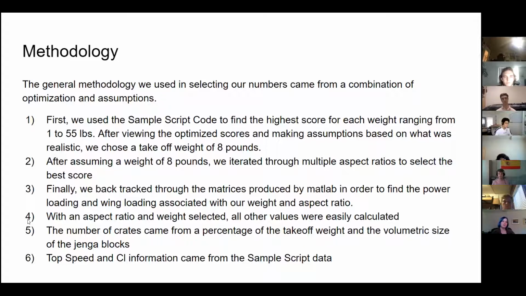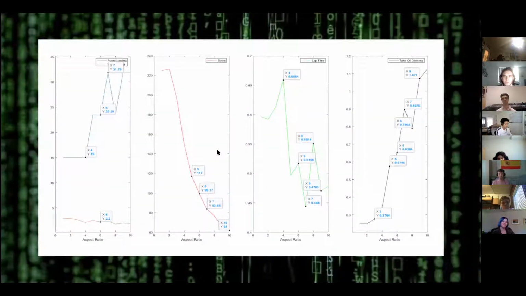The number of crates came from a percentage of the takeoff weight and the volumetric size of the Jenga blocks. And then things such as top speed, turn, load factor, coefficient of lift all came from general equations and functions in the sample script, as well as equations that were provided. This graph here is our aspect ratio versus score, power loading, wing loading, lap time, and takeoff distance. We use these graphs to best determine our aspect ratio, and we determined that an aspect ratio of 6 gave us the most reasonable power loading and wing loading while still giving us the highest score possible. And so we ended up using this analysis to determine that 6 should be our aspect ratio.